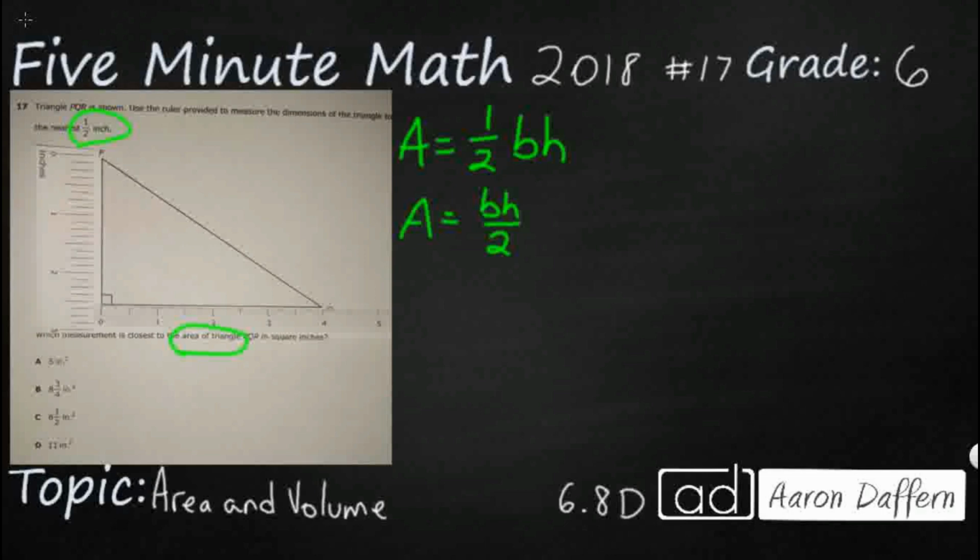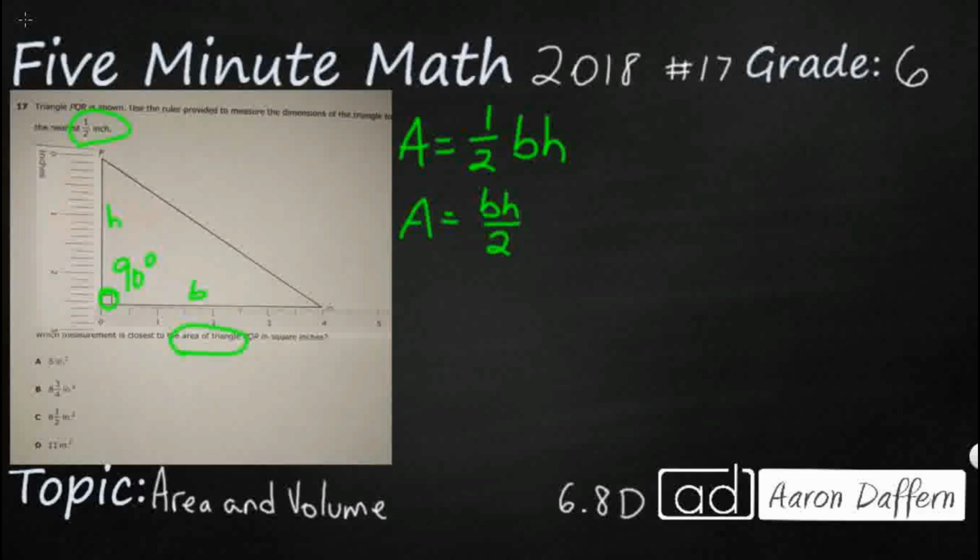Now in this particular triangle, it is a right triangle. You see this little square down there? That means we have a 90-degree angle, which means we can actually use this bottom line as our base and this side line as our height. It only works if we have a 90-degree angle in order to make this a right triangle when we're trying to find the base and the height of a triangle.